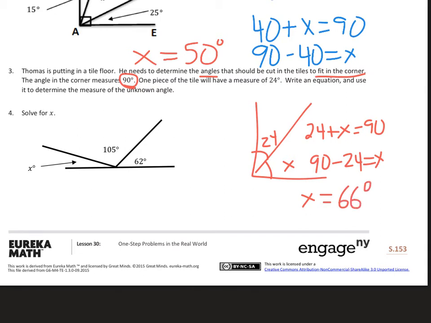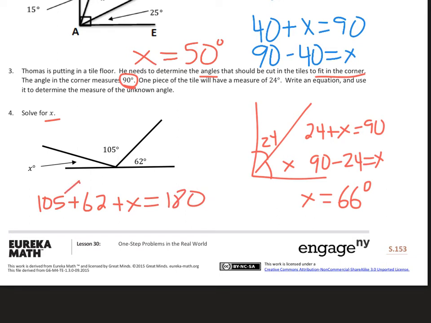For number 4, solving for x, now we have a straight line. Okay, a straight line, as we know, is 180 degrees. So this has to be 180, and they've split it into 3 sections, one angle here, one angle here, and one angle here. We know 2 of the angles, but we're missing x. So we can write the equation 105 plus 62 plus x equals 180.